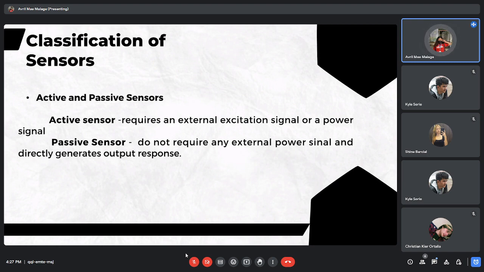Second is the passive sensor. It does not require any external power signal and directly generates an output response. A passive remote sensing sensor is one which measures energy that is naturally available to it. An example of this is the camera. The red, green, and blue spectral bands are naturally coming into the camera.